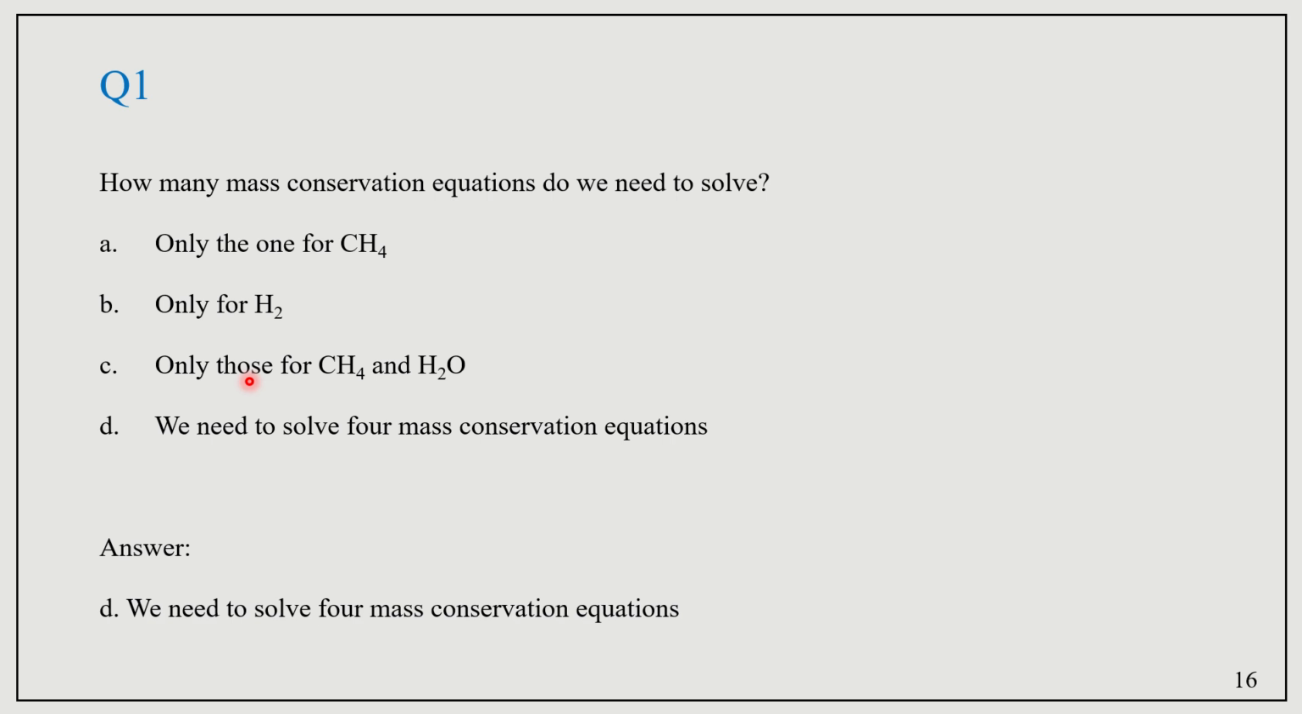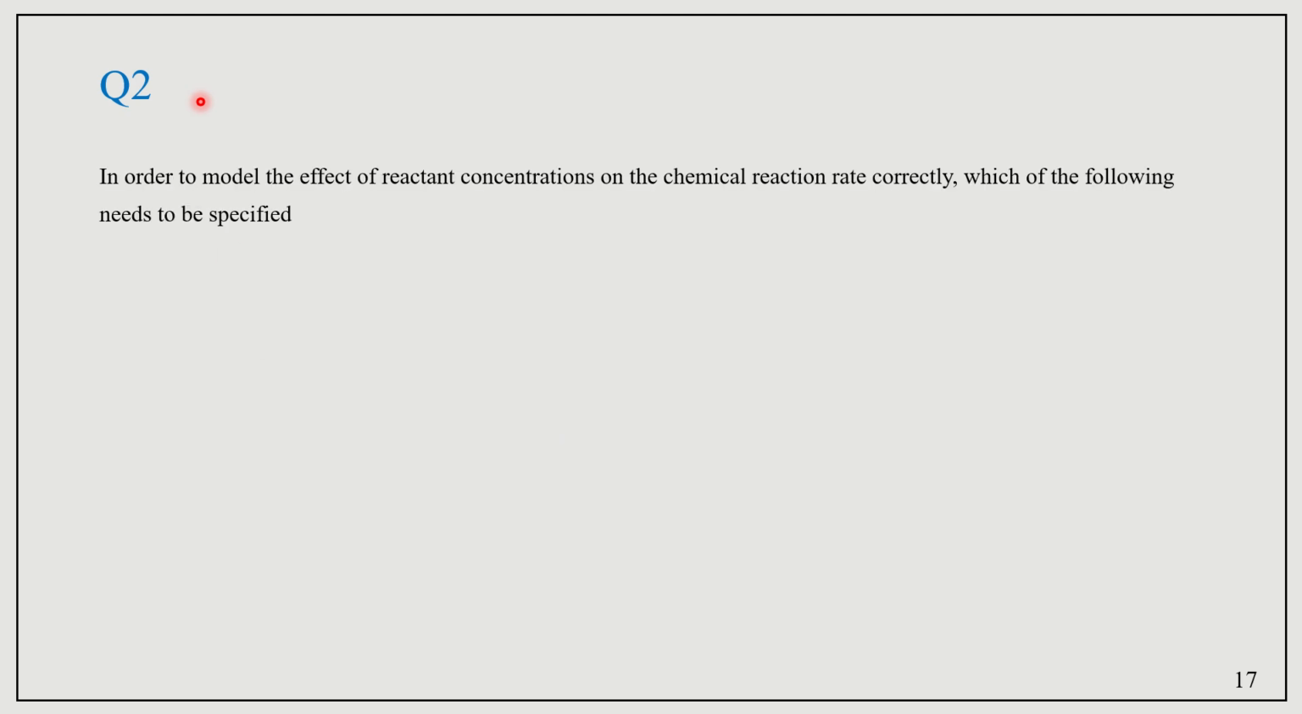Option D is the right answer. And now we will move on to question 2. In question 2, what is asked is that in order to model the effect of reactant concentrations on the chemical reaction rate correctly, which of the following needs to be specified?